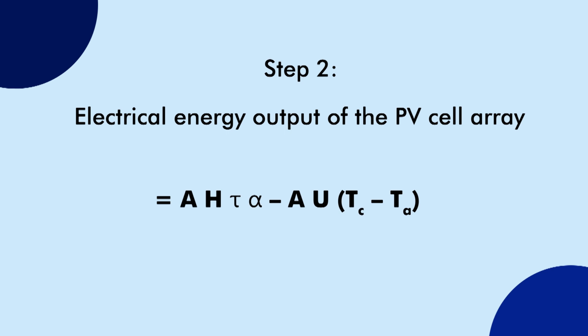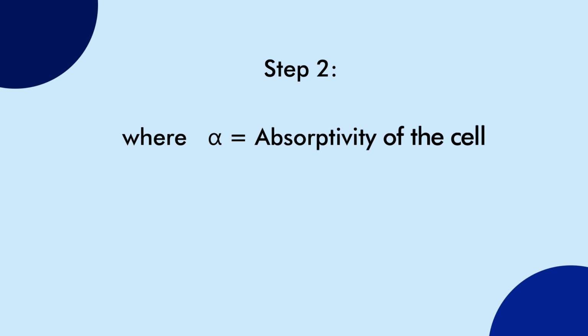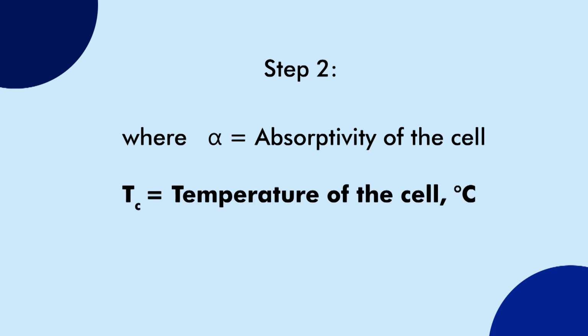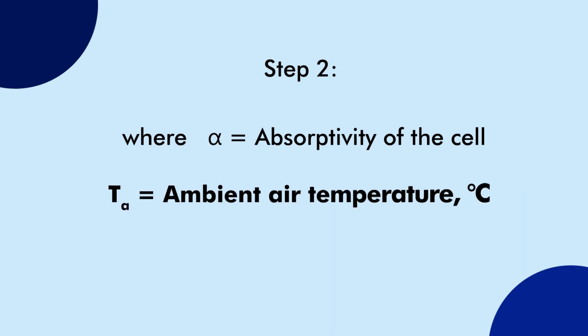In this formula, you know what A, H and tau are. Alpha is basically the absorptivity of the cell, and U is the overall loss coefficient of the array, denoted in watt per meter square. Tc is the solar cell temperature and Ta is the ambient air temperature. Now we will understand the third step.